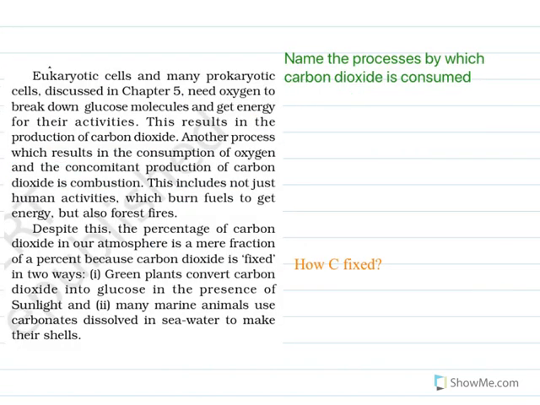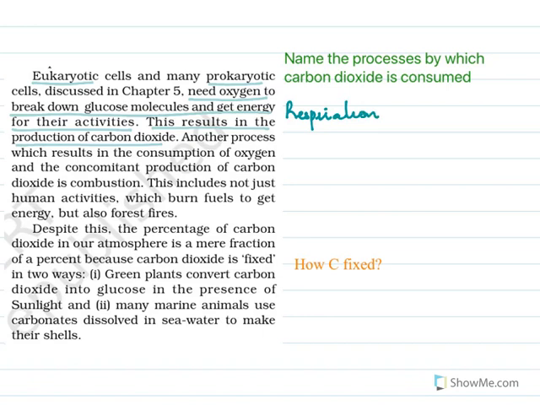The eukaryotic cells and many prokaryotic cells discussed in chapter 5 need oxygen to break down the glucose molecules and get energy for their activities. This results in the production of carbon dioxide. The process we are referring to is respiration.